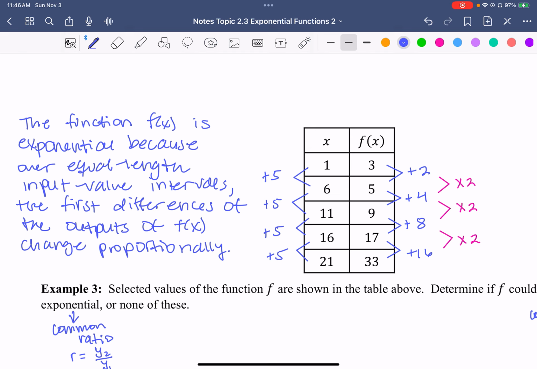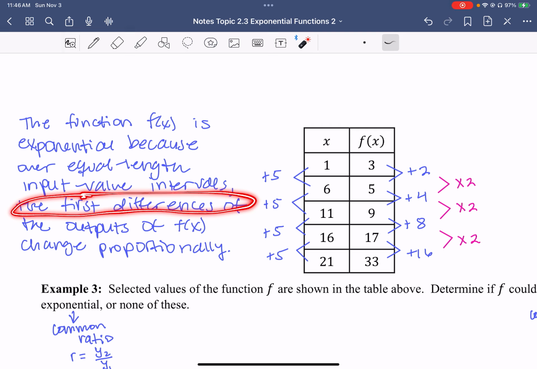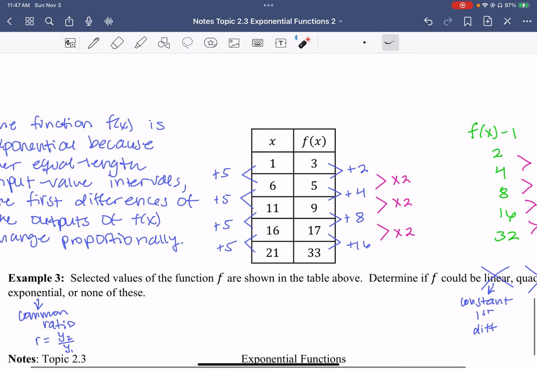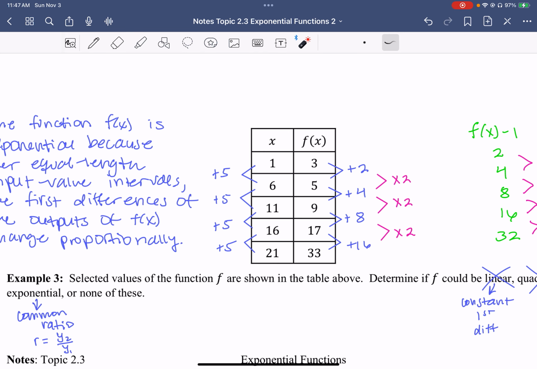Okay, so this is the same explanation that I taught you in lesson 2.2 with the addition of the first differences. Other than that, it's exactly the same. We always say the input values change constantly and the outputs change proportionally. Okay, the only thing is that the proportional growth pattern was revealed through the first differences, and we're going to explore this concept a little bit more when we get to topic 2.5.